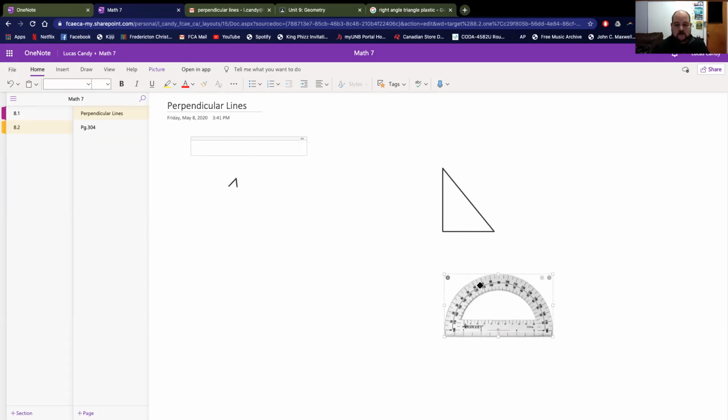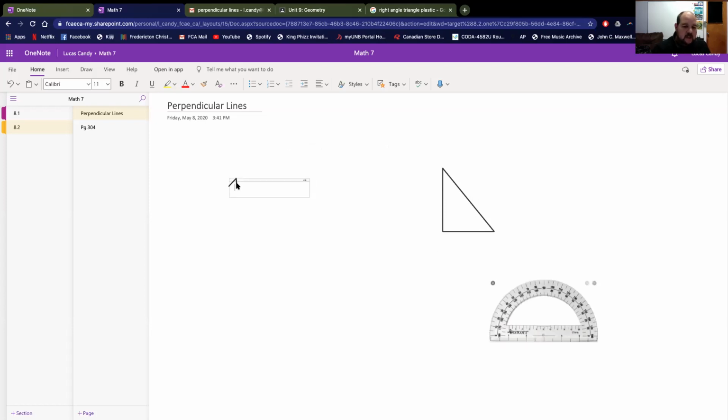All right, so there's a couple different ways that you can measure to see if two lines that you think are perpendicular are actually perpendicular. If you're looking to draw a perpendicular line, the way to find out if it is, you just measure it. Is it 90 degrees? Get out your protractor. To draw it, there's actually a lot of different ways you can do it.